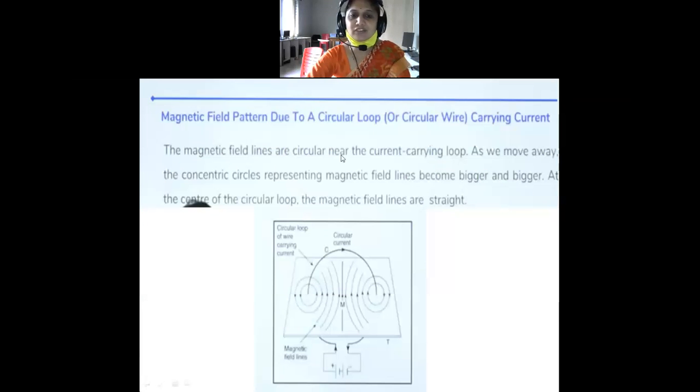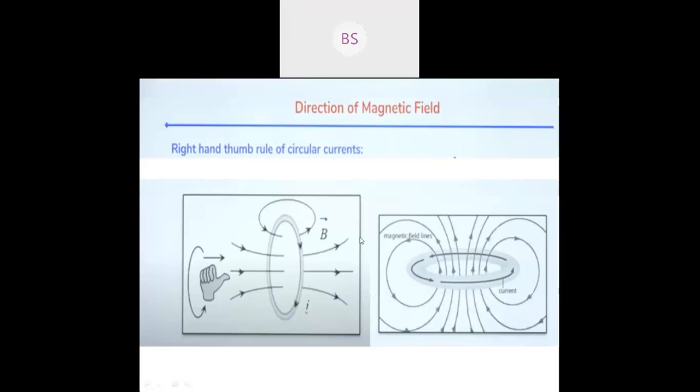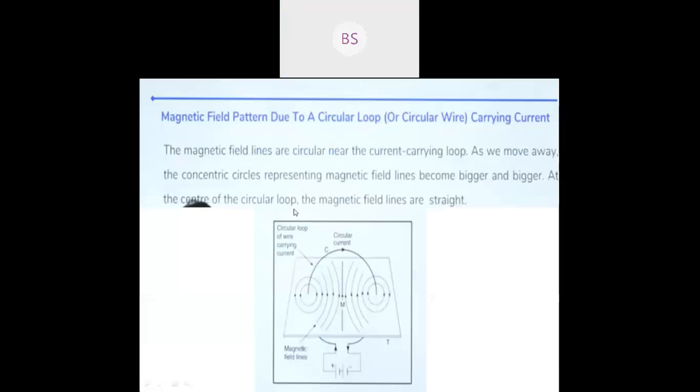The magnetic field lines are circular near the current carrying loop. As we move away, the concentric circles representing magnetic field lines become bigger and bigger. At the center of the circular loop, the magnetic field lines are straight. As it comes this way and that way, one point will come where the magnetic field lines become straight. That is what is mentioned here.